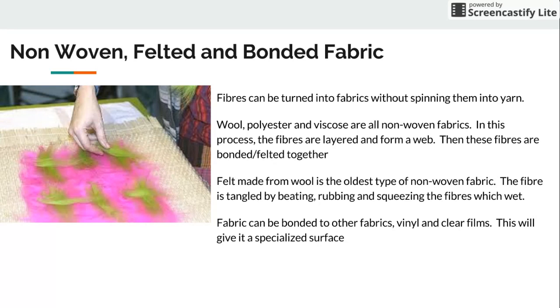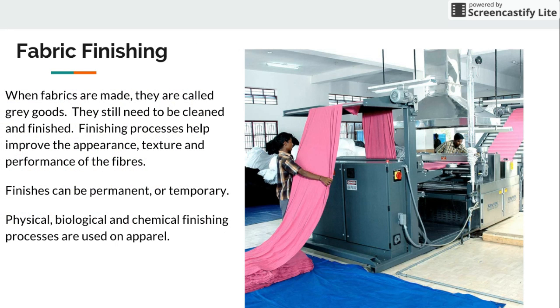And you can bond with other fabrics. Now that we have good technology, you can bond things to other fabrics or vinyl or clear films. Like a rubberized diaper, for example, would be a fabric on one side and then a waterproof material on the other. And this gives it some sort of specialized surface.